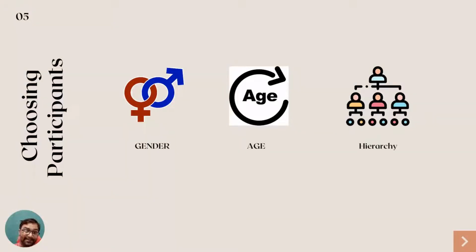Choice of participants. It is a very important point. The choice of participants is another important factor for the successful conduct of FGD. For example, we should be properly focused on age, gender, and ethnicity.